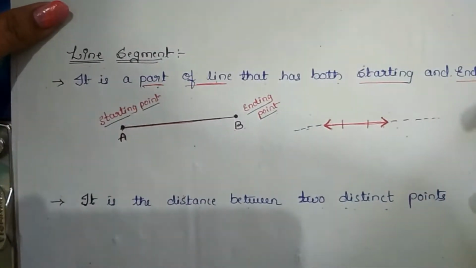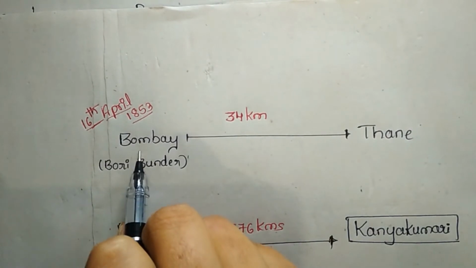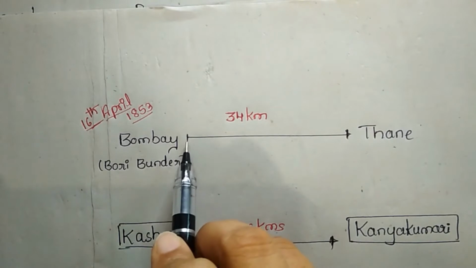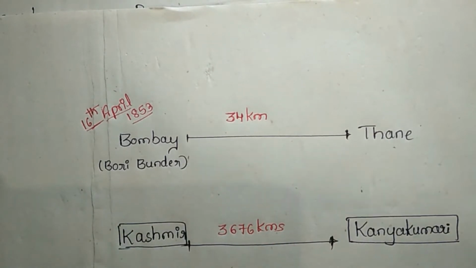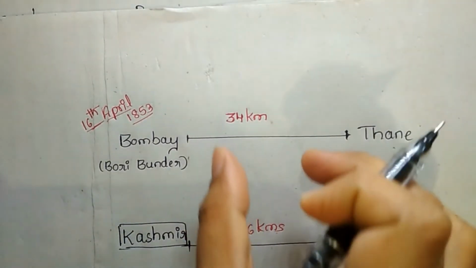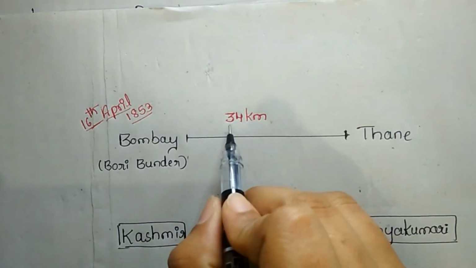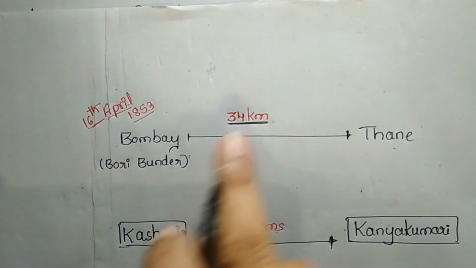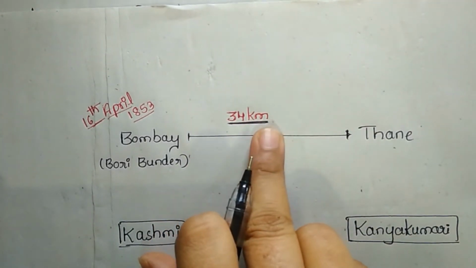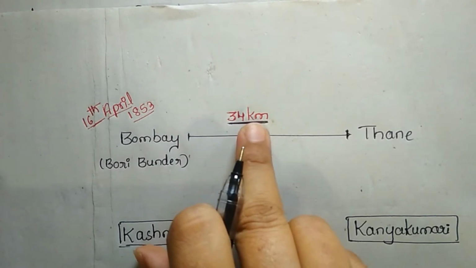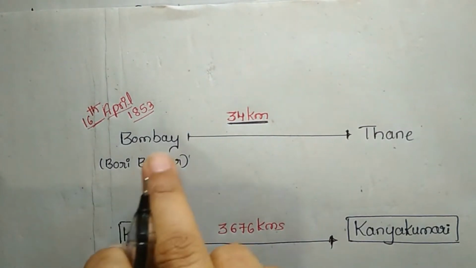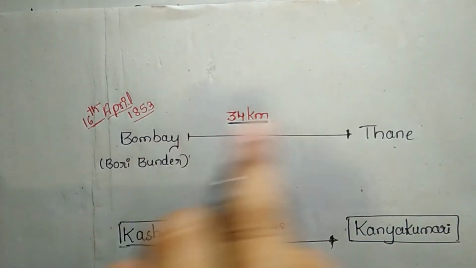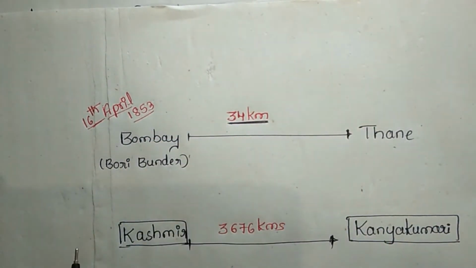What will be our answer? Our answer is Bombay to Thane. Why is it an example for the line segment? Because there is a particular measurement. Here you can see it is exactly 34 kilometers, the length, the distance between Bombay and Thane.